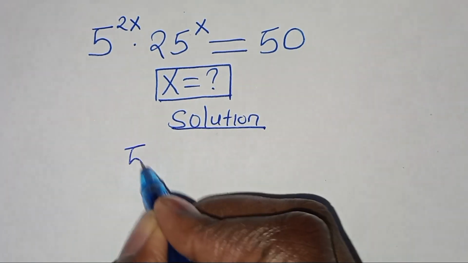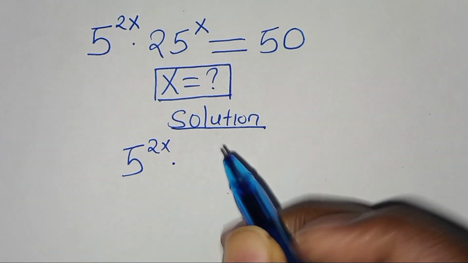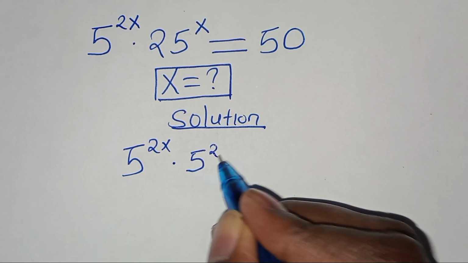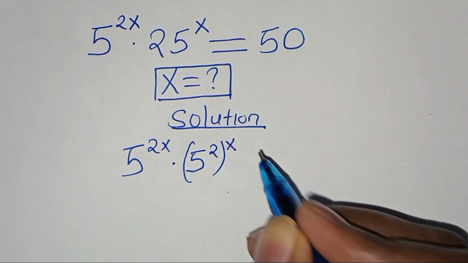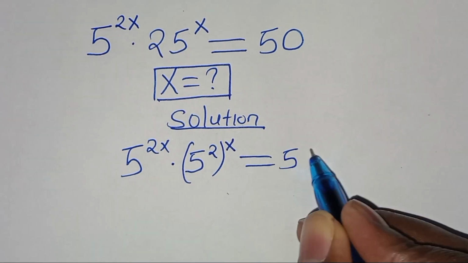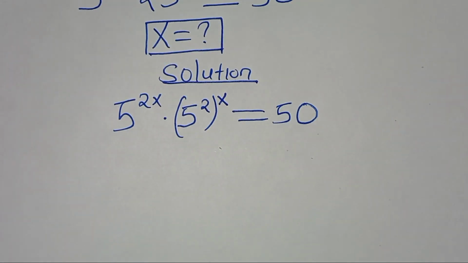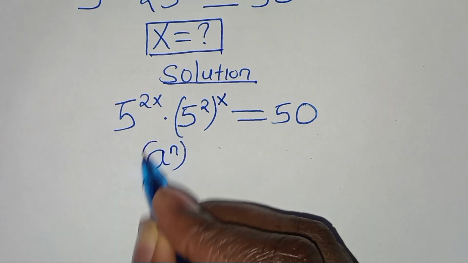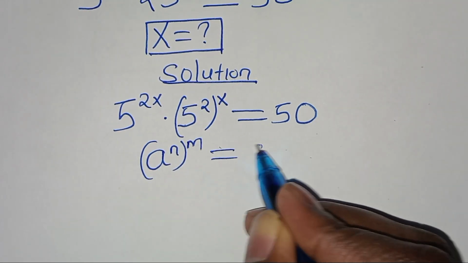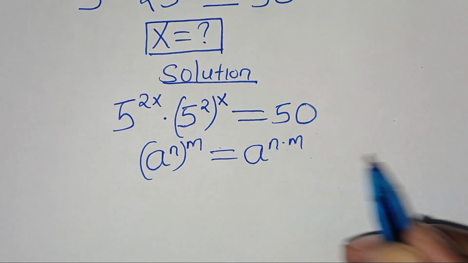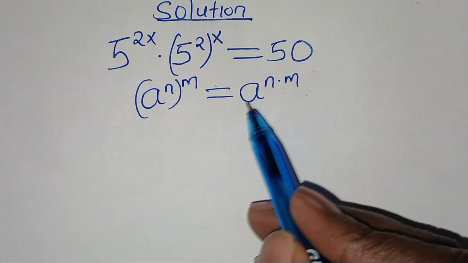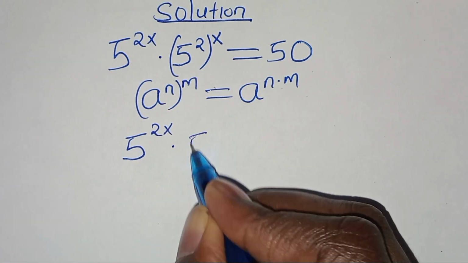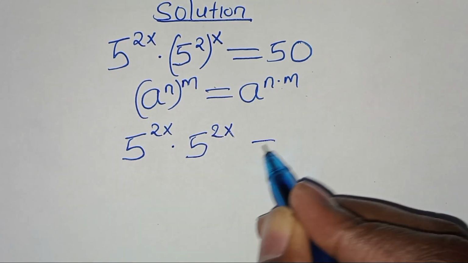Now, we have 5 to the power 2x times 25 to the power x. We can express 25 as 5 to the power 2 raised to the power x. This is equal to 50. We have that 5 to the power 2 raised to the power x. This is in the form of a to the power n raised to the power m, which we can express as a to the power n times m. Applying this exponent property, then we have 5 to the power 2x times 5 to the power 2x. This is equal to 50.